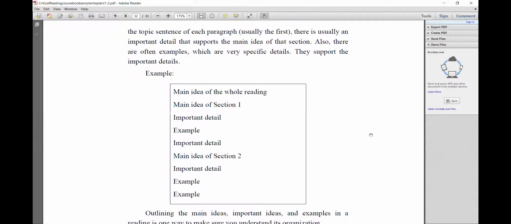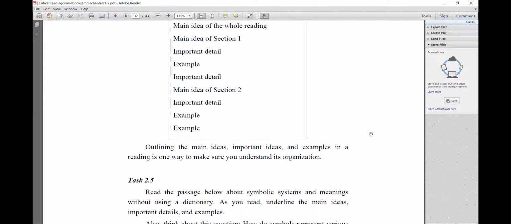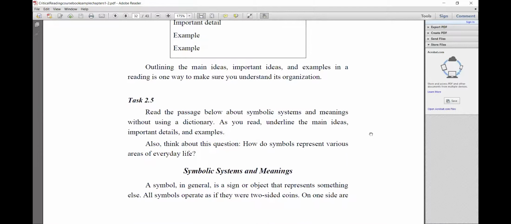So, the main idea of the whole reading, then the main idea of section one, then there would be an important detail, then an example, then another important detail, and this is like a kind of sketch. Outlining the main ideas, important ideas, and examples in a reading is one way to make sure you understand its organization. All right, thank you, Junaid.